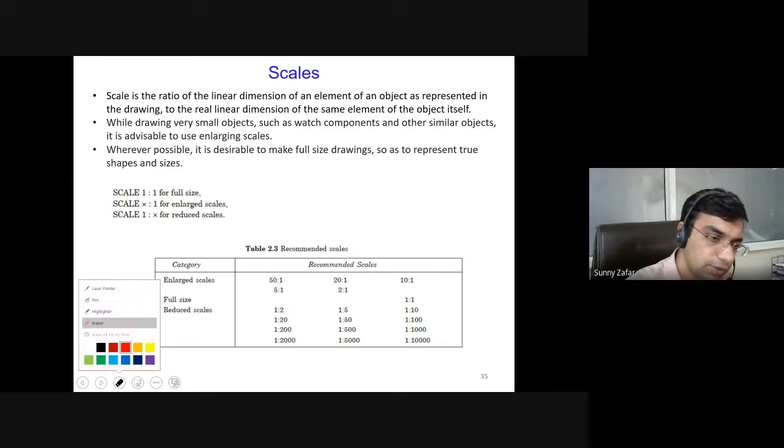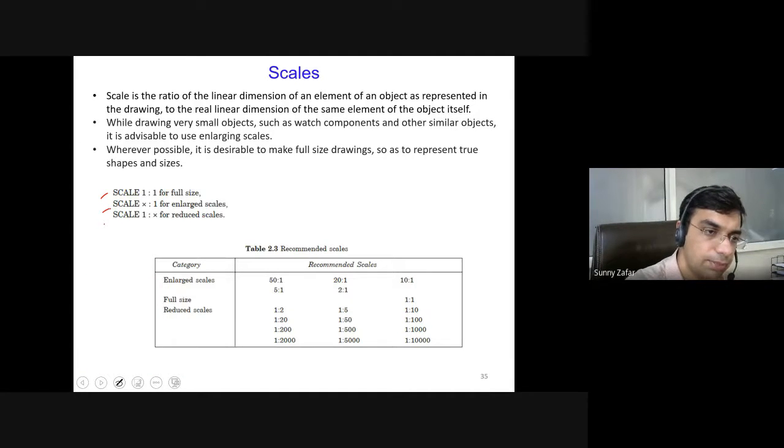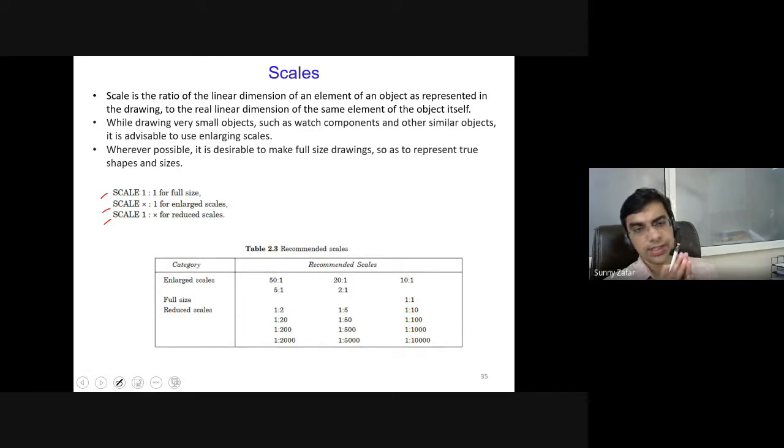As shown here, there are three types of scales predominantly. The 1:1 scale is the full size scale, where you are drawing a component which is of such a size that it can be shown on, say, an A3 size sheet, or A2 size sheet, or maybe A0 size sheet. The scale will be represented as 1:1 scale.